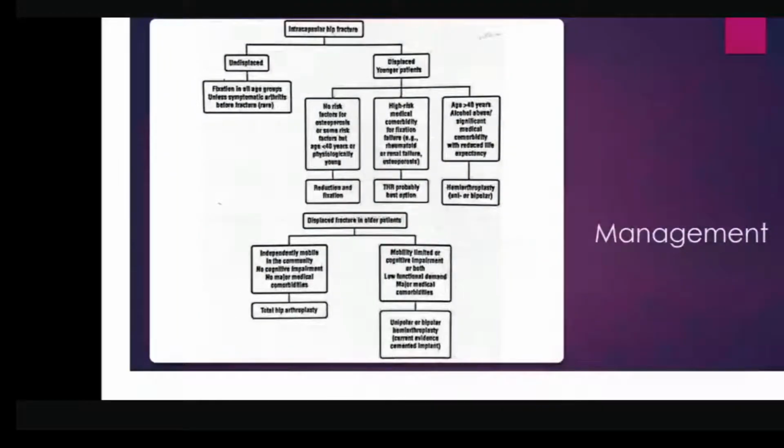Consider this young adult patient, you have to do osteosynthesis. That means you have to preserve the femoral head and do fixation by means of plate and screw like a DHS plate or cannulated cancellous screw. And for an elderly patient, what you can do is sacrifice the femoral head. You can do a hemiarthroplasty or a total hip arthroplasty. Now, what is the difference between hemiarthroplasty and total hip arthroplasty?